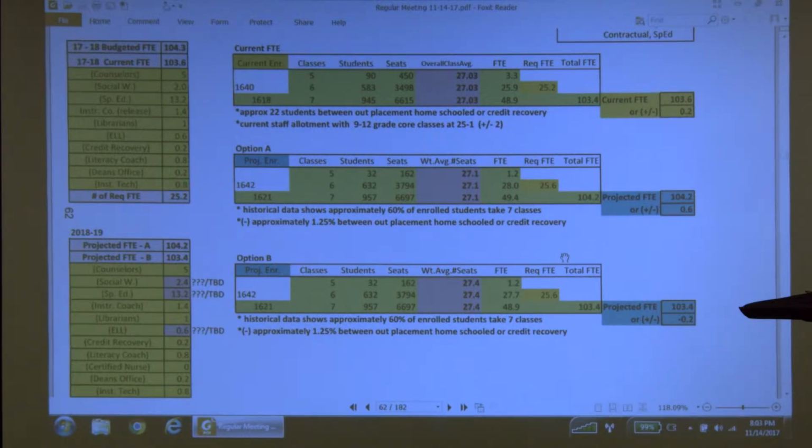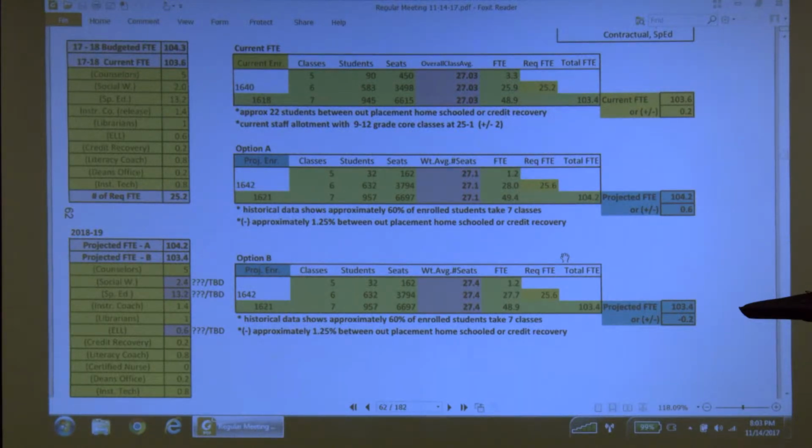So approximately 1.2%. So we have 1618 is what I use for in green. Then I look up the number of students that are taking 5 classes, the number of students that are taking 6 classes, and the number of students that are taking 7 classes. You multiply, the chart makes basically it's the classes times the students comes out with the number of seats or seats filled.